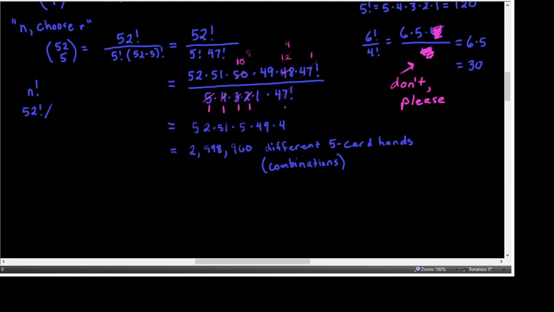Then you'll need a set of parentheses to protect the denominator. So then 5, then go and find factorial again, times 47. I'm going to do 52 minus 5 in my head. 47 factorial, close parentheses, and you should get that same number that's close to 2.6 million.